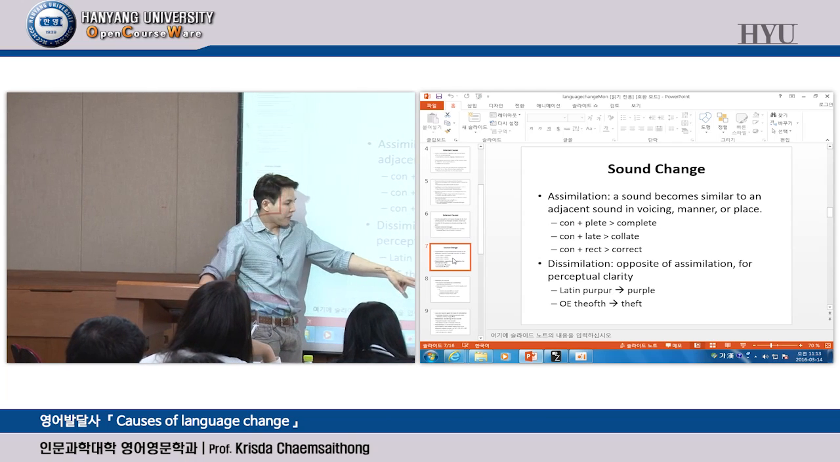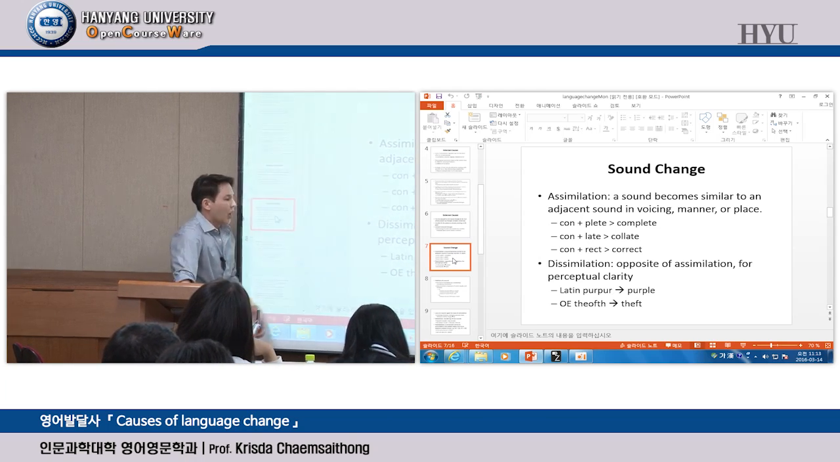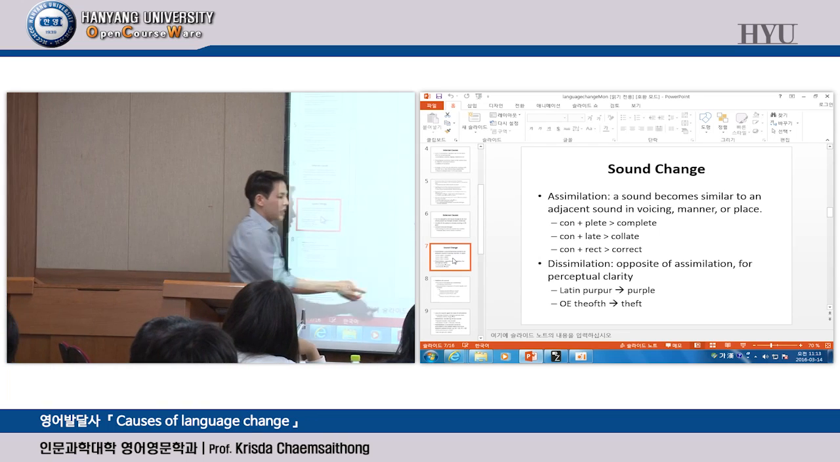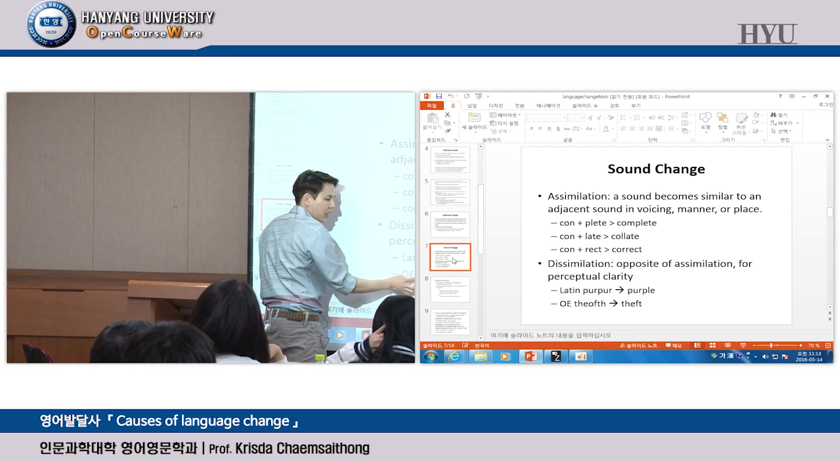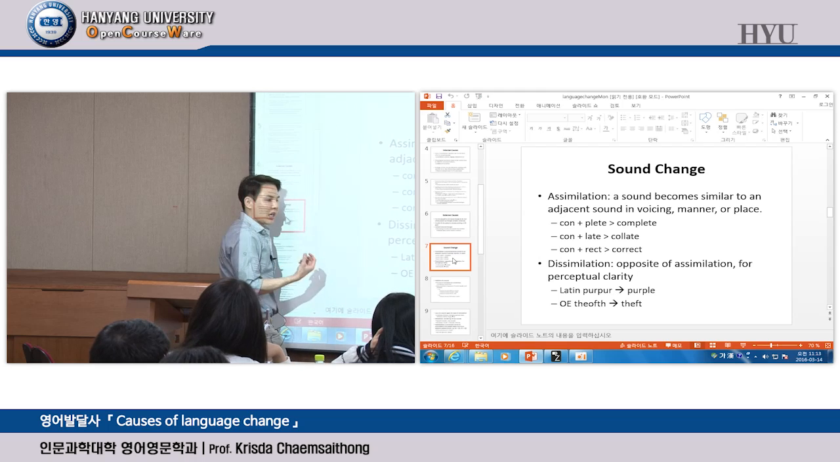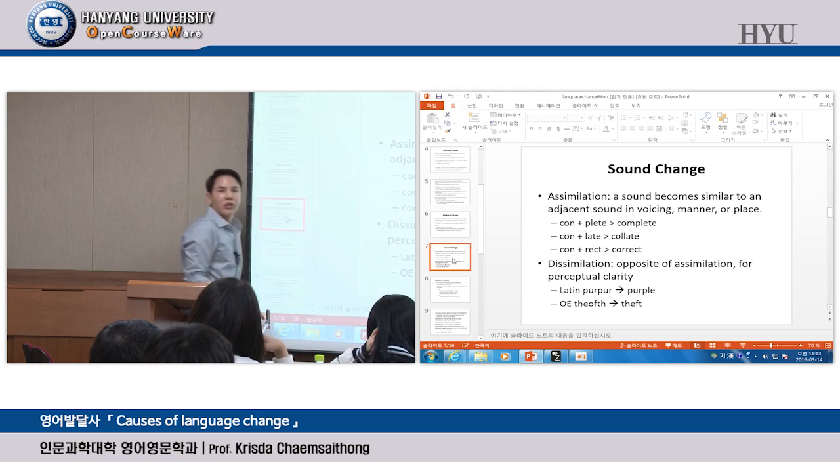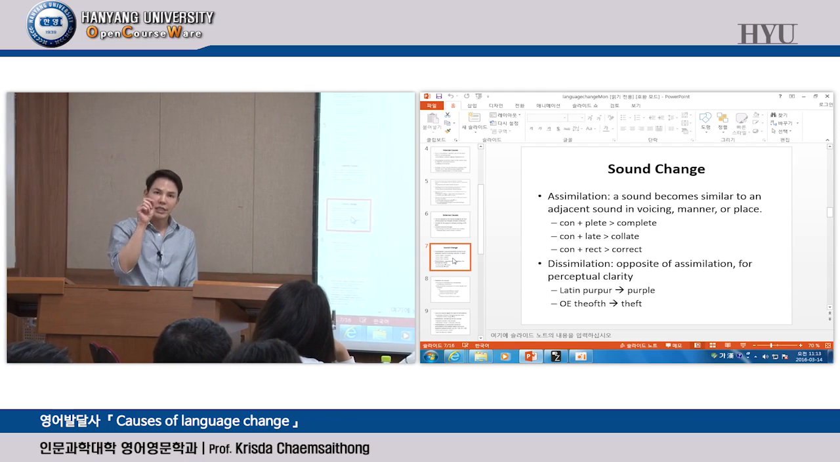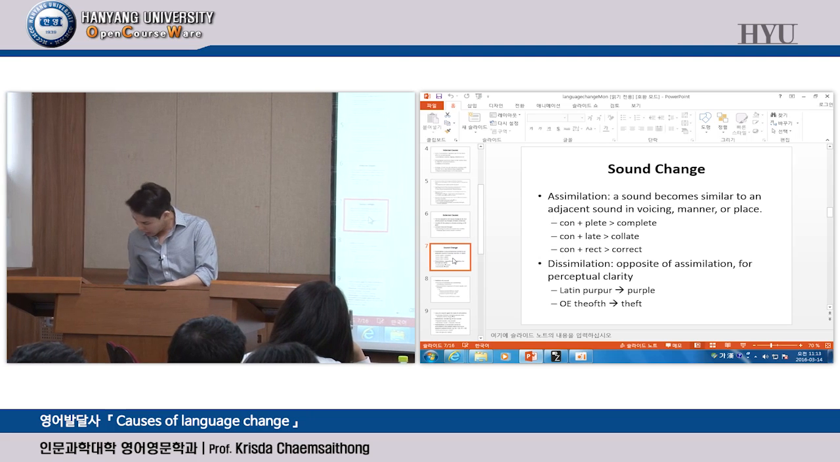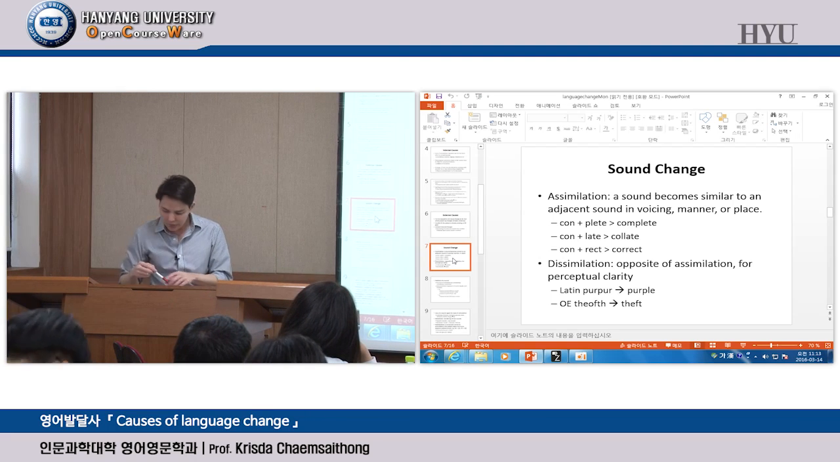The word theft here, right? In this case, there are two TH, right? TH here and here. So they changed the letter sound to just T. Or this one is also dissimilation.